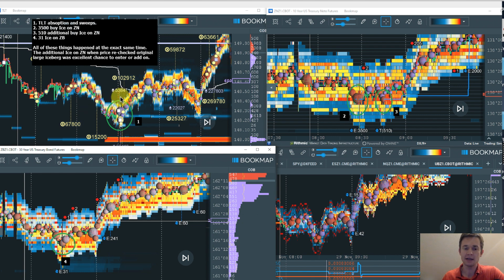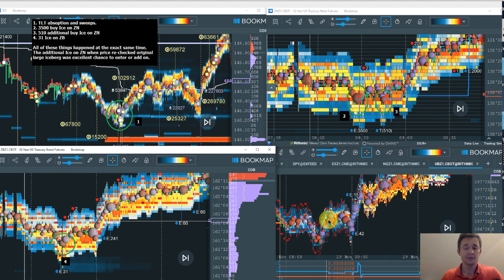So major activity TLT, major activity on the ZN, major activity backing up the ZN. And then down here, you've got this kind of baby activity on ZB, 31 hidden orders buy ice. Normally, that's not something that I would pay any attention to, but the fact that it happened at the exact same time, so all these are working in unison. Nothing on the UB, but that's kind of common. UB is sort of its own little animal over here. Sometimes you'll see big activity there, sometimes you won't.